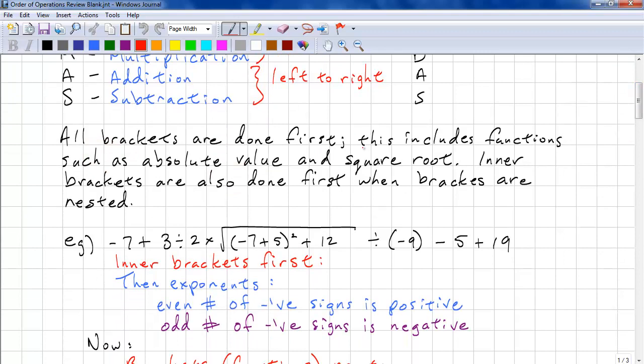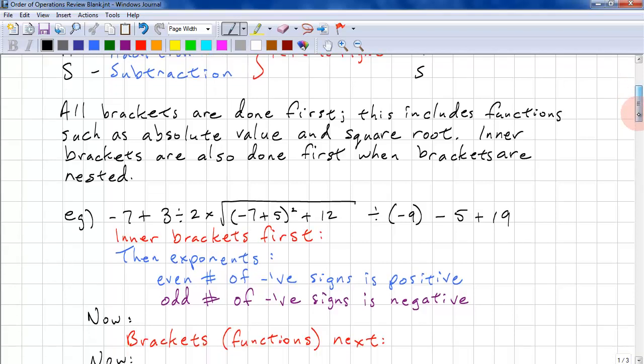So all brackets are done first, and this includes functions such as absolute value and square root. Here we have a square root, so it's implied that we have brackets around the whole operand inside the square root. Inner brackets are always done first. That should say brackets. And when brackets are nested.